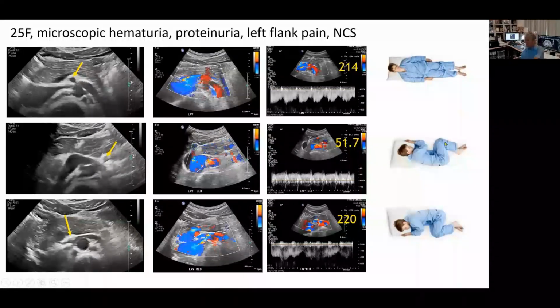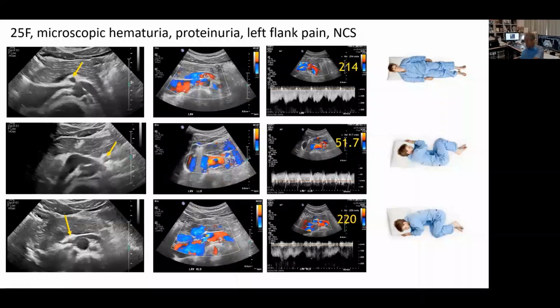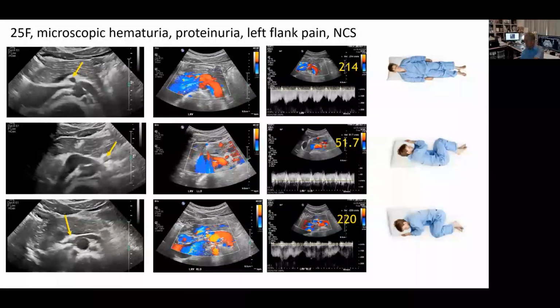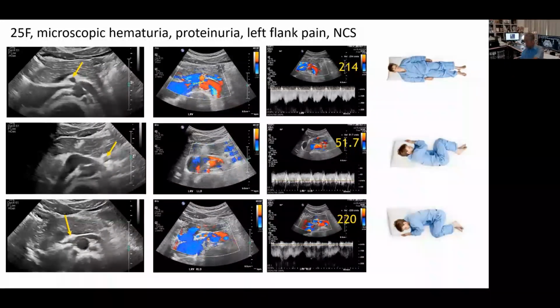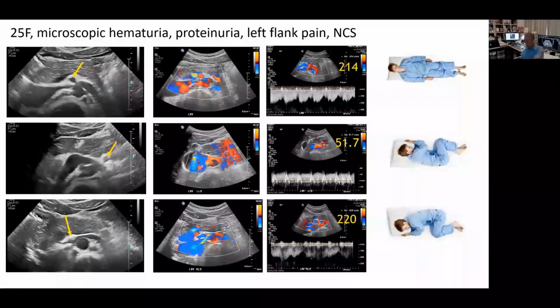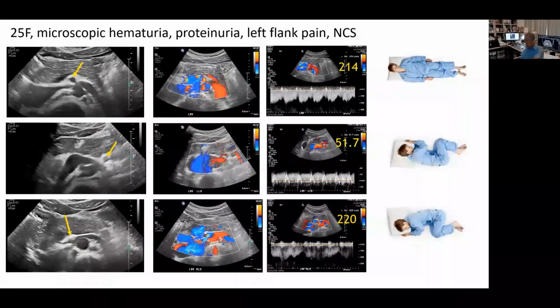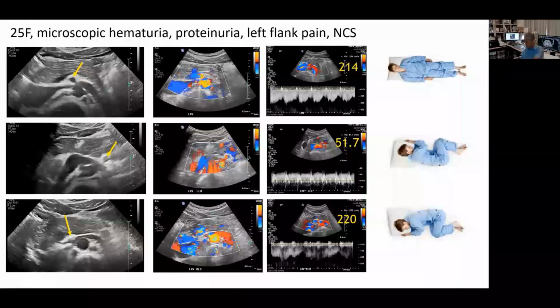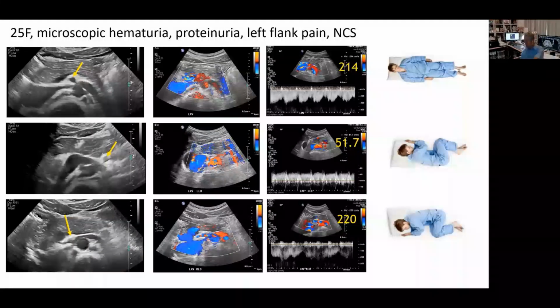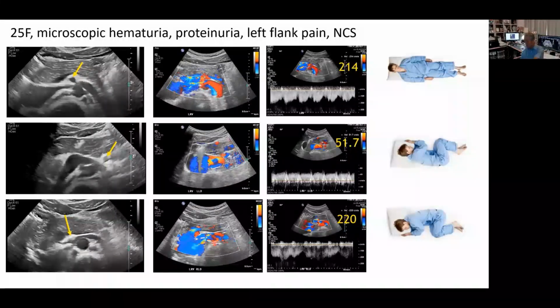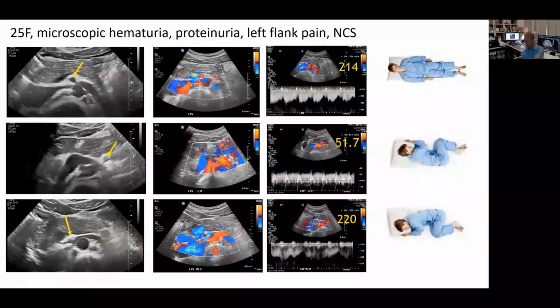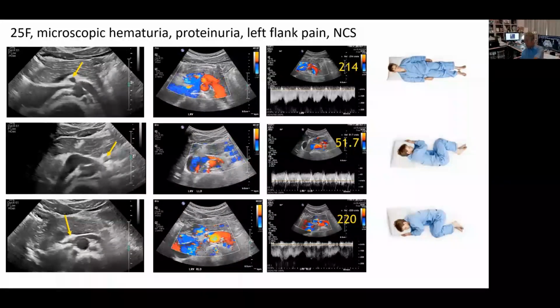And she came back to my clinic 1 week later with a bright smiling face and told me that the left flank pain disappeared. This case well illustrates the ability of well-performed Doppler ultrasound examinations in the diagnosis and the management of a patient with Nutcracker syndrome.